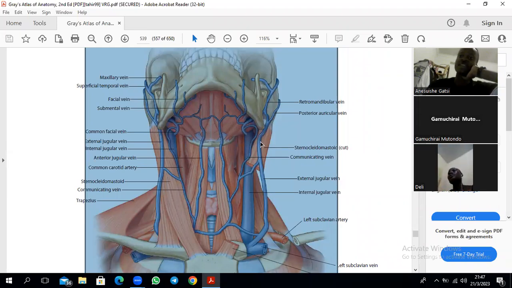This external jugular vein lies in the superficial fascia in the neck. How it ends, the external jugular vein will end by draining into another vein called the subclavian vein. So when we start to do the triangles shortly, when we do the posterior triangle, there'll be a subclavian triangle, where we'll see the subclavian vein. It is within that triangle where we will see the external jugular vein draining into the subclavian vein.